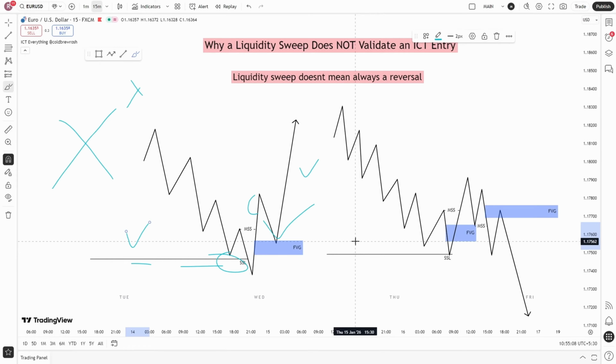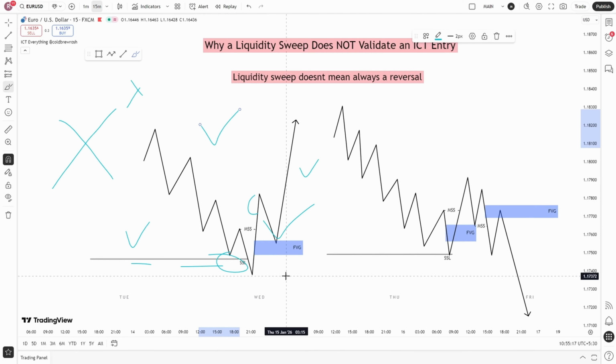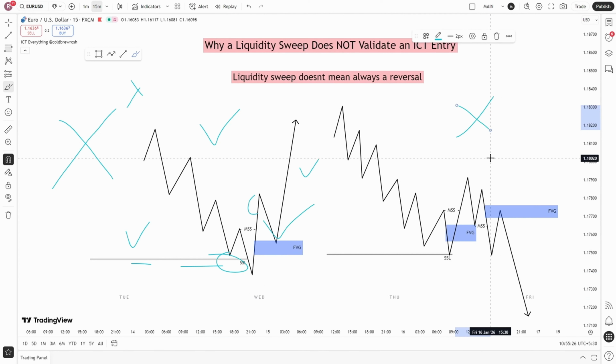In this video, I want to clearly separate two things that are often confused in ICT trading: liquidity being taken and an entry being validated. I'm going to walk you through a real chart example where liquidity is clearly swept, but entering immediately after that sweep is the wrong decision. We'll break down why the sweep alone is not enough, what was missing at the execution level, and how ICT distinguishes between a liquidity sweep that leads to a valid entry and a sweep that simply leads to further manipulation.